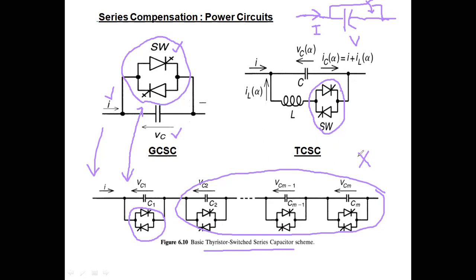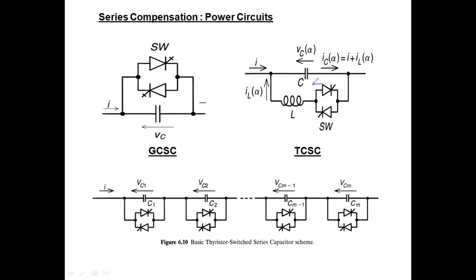Then you may ask again, how in this case do we call it a TCSC, thyristor controlled series capacitor? Again we have a thyristor. Here you can observe that we are controlling the current through the inductor using this. This we have already discussed in the shunt compensation, where it was named the thyristor controlled reactor.